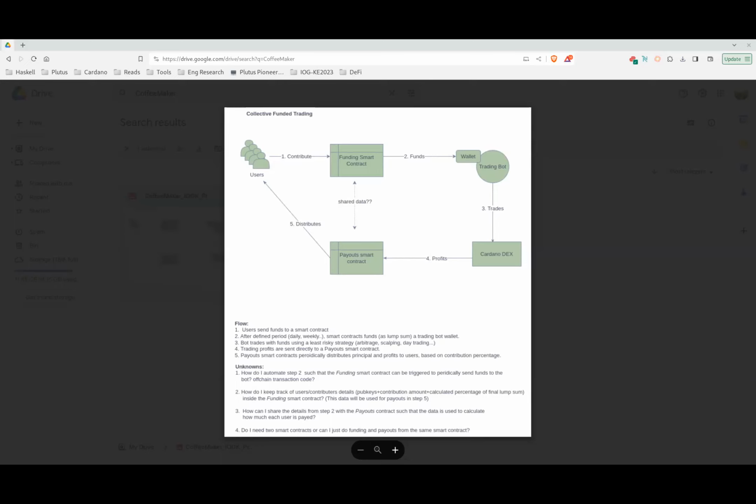So that's the flow listed there, 1 to 4, and then down there I have a number of questions that I've not been able to figure out. So I don't know if you can read them out, or you'd be able to see them and tackle them one at a time. Sure, let's do this. So the first one, I think I understand the idea. Interesting. So let's see. First question, how do I automate step 2 such that the funding smart contract can be triggered to periodically send funds to the bot, via off-chain transaction code? And step 2 was: after a defined period, the smart contract funds a trading bot wallet.